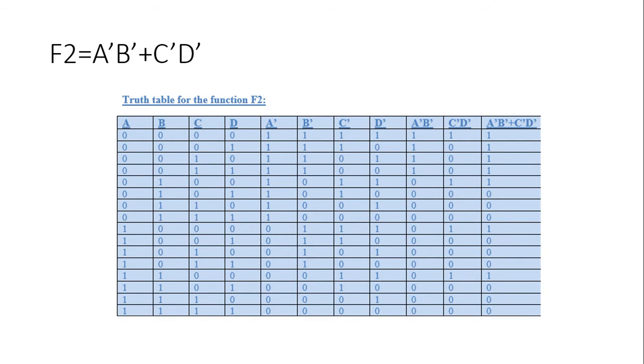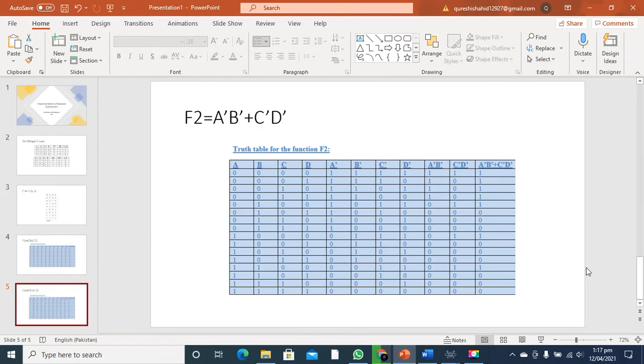Next we will implement A bar B bar plus C bar D bar. This means that we will use the inverted inputs of A, B, C and D. These are the things that we will implement on our Proteus. So let's head towards our Proteus.